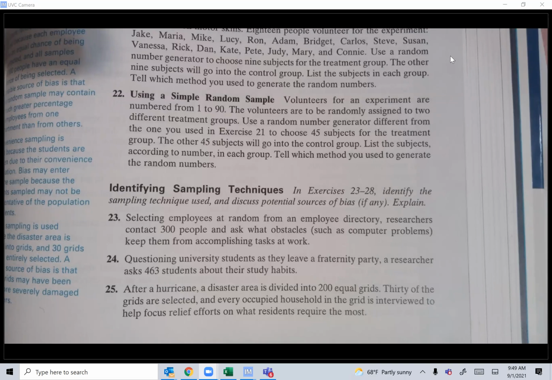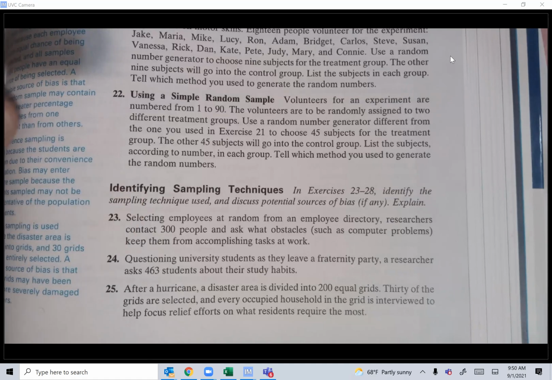Stratified. Stratified, if you have 200 equal grids, you would have to go and select from each grid, members of each grid. Cluster. Here cluster, exactly. That is a cluster sample, because you divide the population into 200 pieces, and then you take 30 of those pieces and interview everyone inside each of the clusters. Because it says 30 of the grids are selected, and every occupied household in the grid is interviewed to help focus relief efforts on what residents require the most.